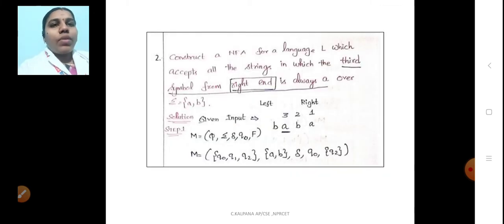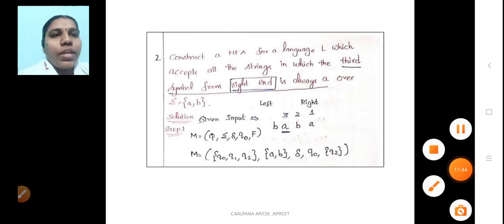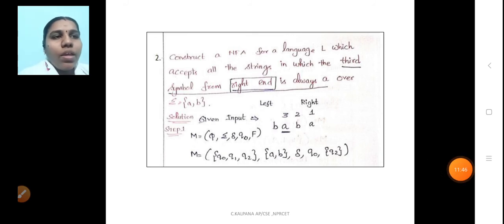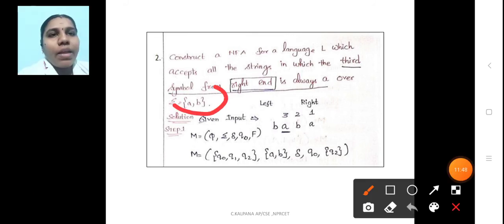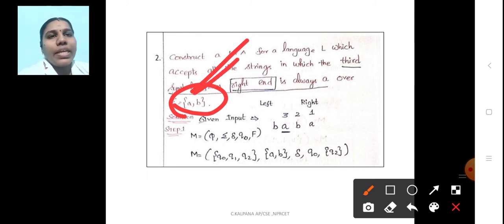And the next problem is to construct an NFA for a language L which accepts all the strings in which the third symbol from the right-hand side is always A, over the alphabet {A, B}. Here the given input is A comma B, so you have to draw the diagram based on this input. You don't represent 0 or 1 in this problem because the given input is A comma B. You have to draw a diagram and mention only the input alphabets A and B.